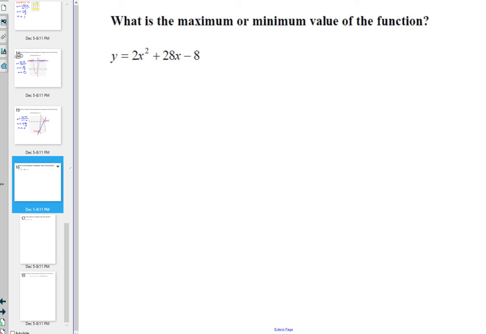What is the maximum or minimum of the function? Now, this is not asking you just if you have a maximum or minimum, but if it were to ask you, does this have a max or a minimum? This does have a minimum. How do you know that it's a minimum? Because A is positive, right? A is positive too.